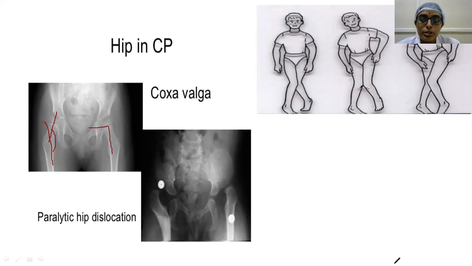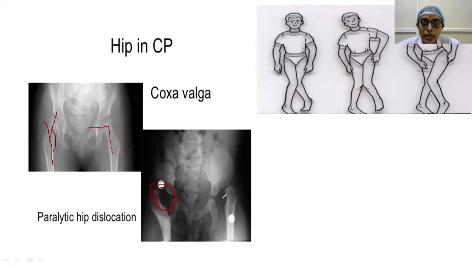Second one I am just telling for your understanding. Both the X-rays are showing coxa valga only, both the hips here. And this is the paralytic hip dislocation. See, the upper part of the femur is not present in the acetabular pocket. Here it is not present.